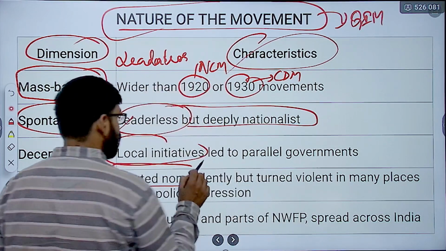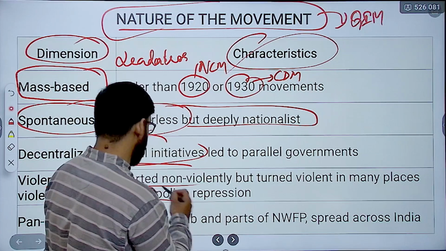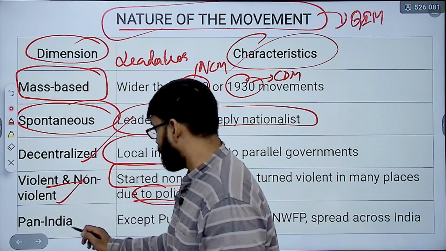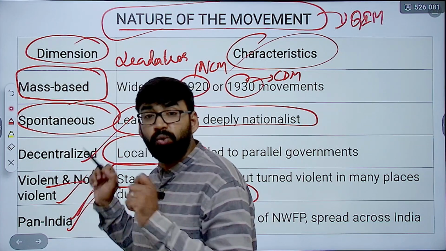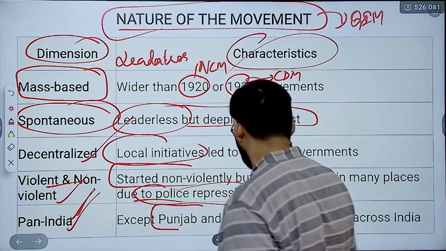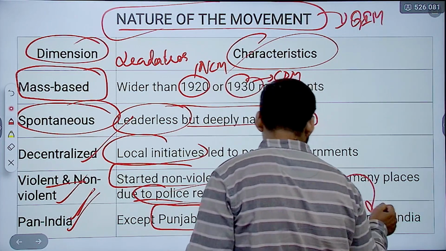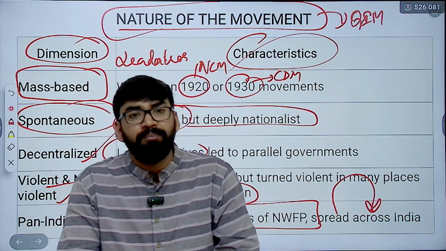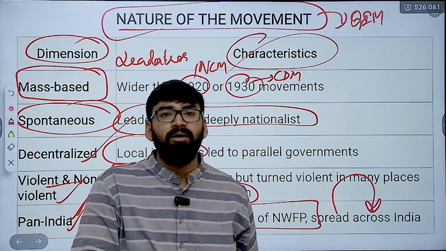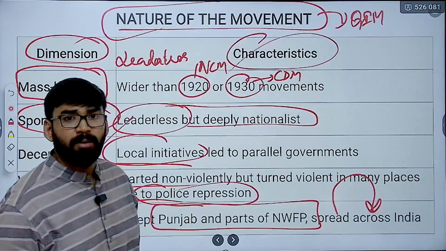This movement started non-violently, but it turned violent in many places due to police repression. And then pan-India: this movement was truly pan-India in character, except Punjab and parts of the Northwest Frontier Province, it spread across India. This is, you can say, the contribution of the Quit India movement. Right? This is the contribution.